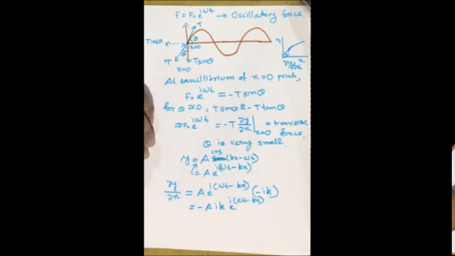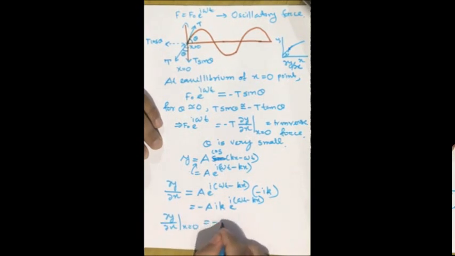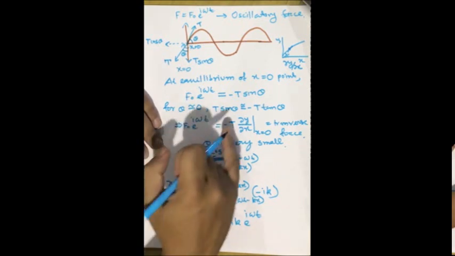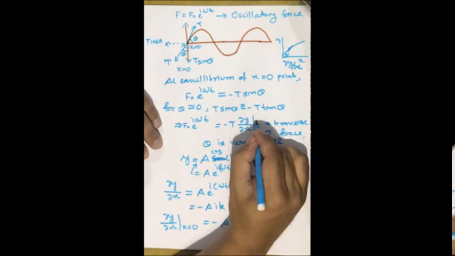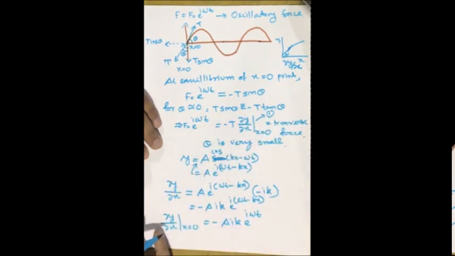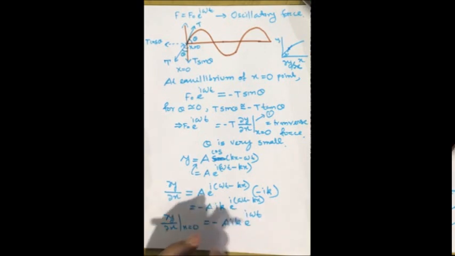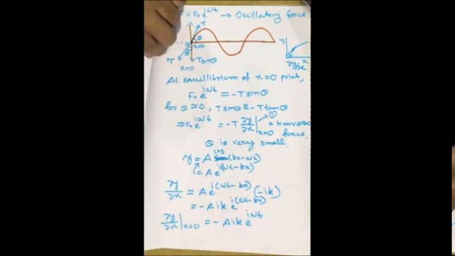So at x = 0, dy/dx at x = 0 will give us −A i k e^{iωt}. So this is the value we will get at x = 0. Now we are going to put this value in expression 1. Then we are going to basically put the value of dy/dx at this point.